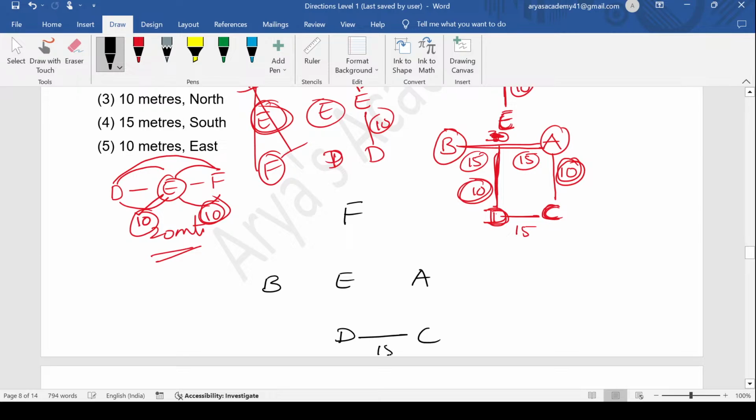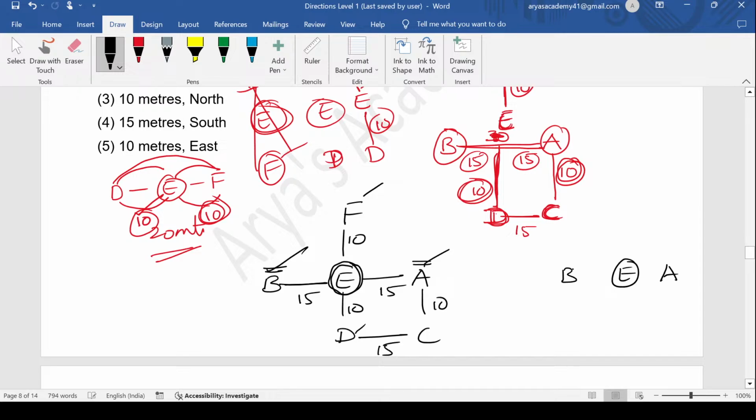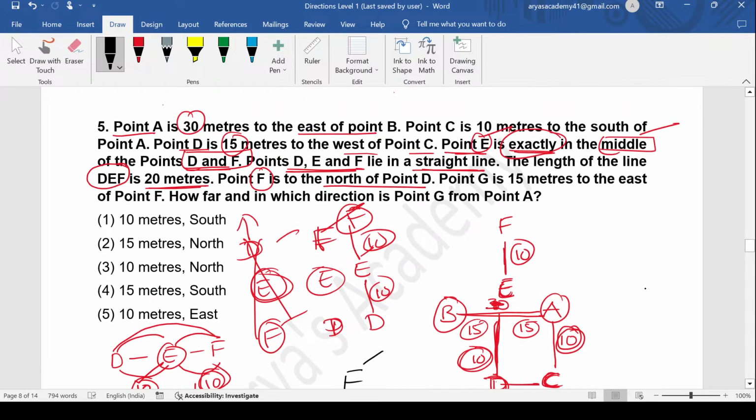You know this distance, it is very clear. 15, this is 10, this is 10, this is another 10. Initially it was mentioned between B and A the distance was 30, which is divided into two equal parts, 15 and 15. Now E is the midpoint of F and D which they have mentioned, and we can conclude that E is the midpoint of another straight line, that is between B and A. B, E, A is also in a straight line, and this is exactly in the middle of A and B because this is 15 and this is 15 and the total distance is 30. So hope you understood. Let's look at the question now.